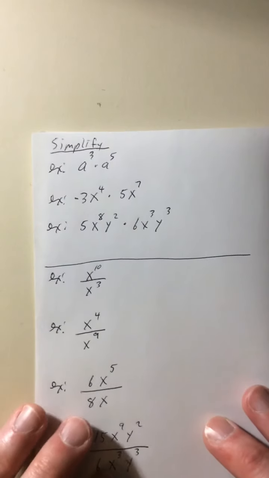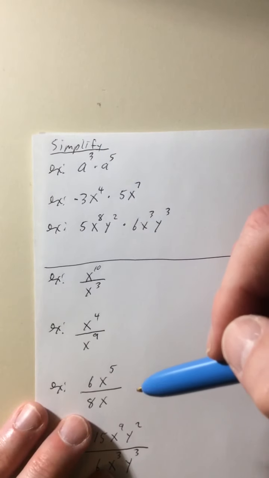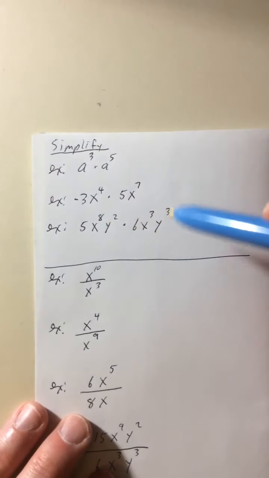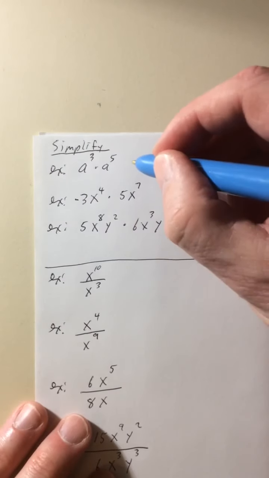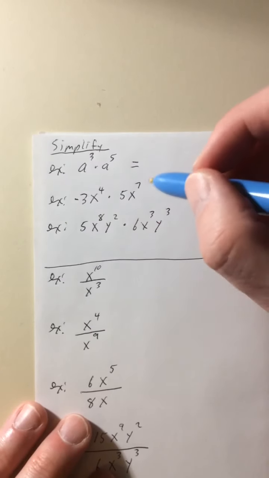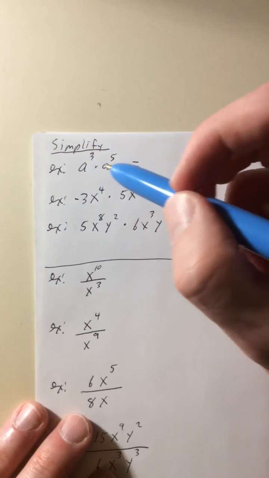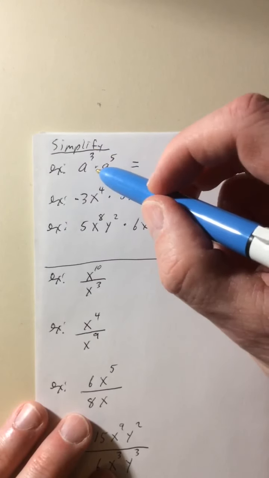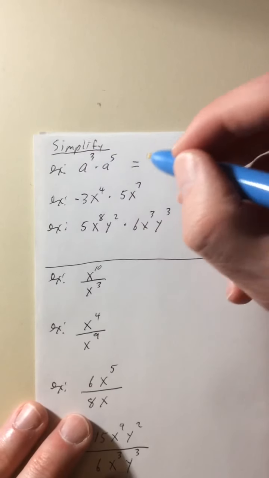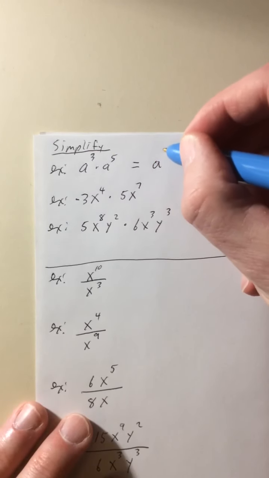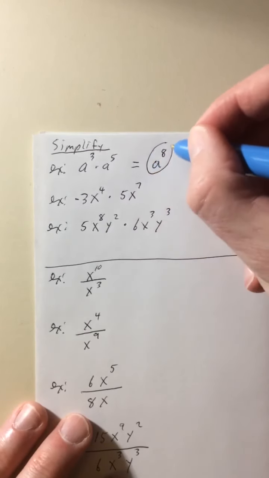If it's in the denominator already, it moves to the numerator. Okay, so let's apply the rules we just got. All these here are going to be multiplication problems, so when we multiply, we add the exponents. We've got a to the third times a to the fifth. We're multiplying, so we add the exponents. 3 plus 5 is 8. A to the eighth.